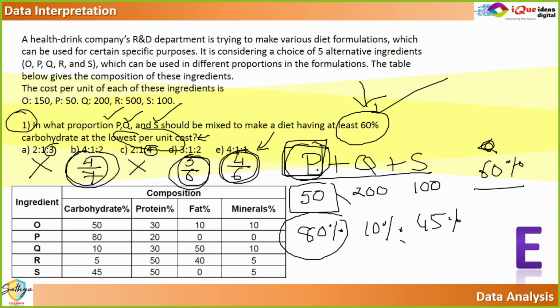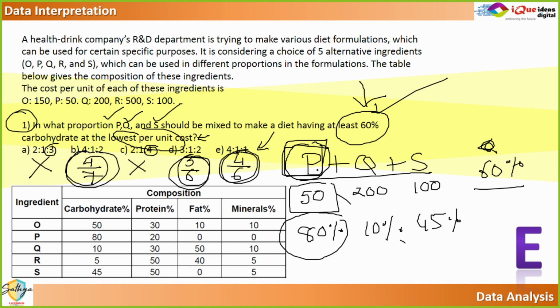See, the problem looks complicated, but if you think about it, it is very, very simple. You only have to identify the ratio where P is the largest number. So out of the total, the maximum amount of P is in the last one. So that has to be my answer.